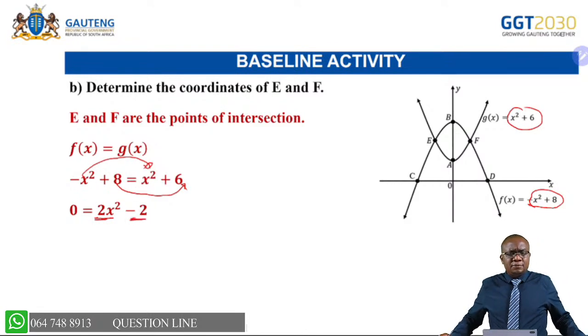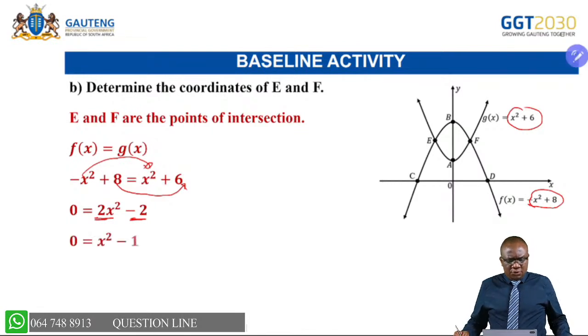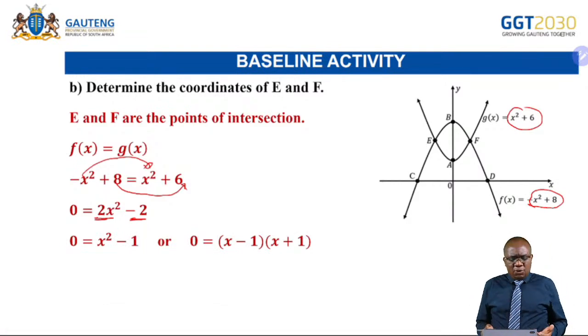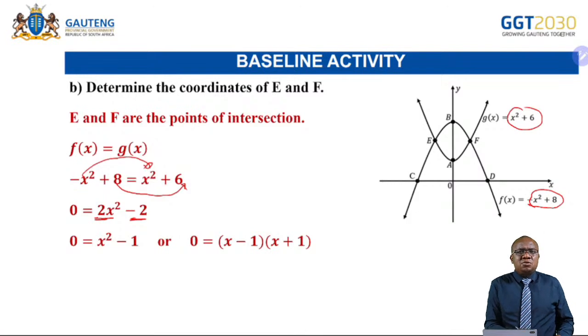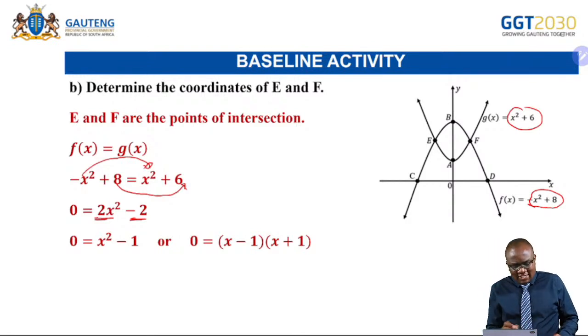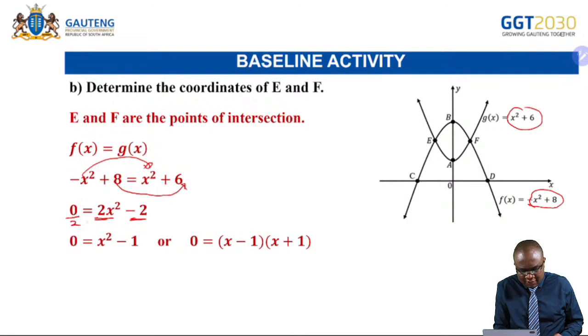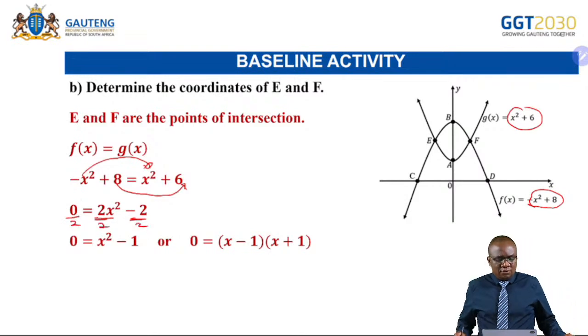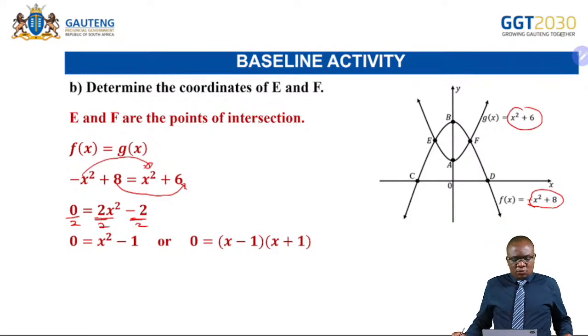Check that. Okay? Now we want to solve for x. What do we do? We can divide everything by 2. There are many ways you can do it. Someone can bring the 2 this side and divide by 2. It's still okay. You can even do your own method and see if we're going to get the same answer. So I divided everything by 2. Then we get 0 is equal to x squared minus 1.